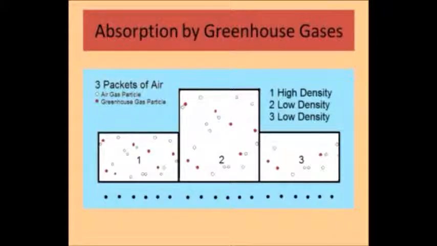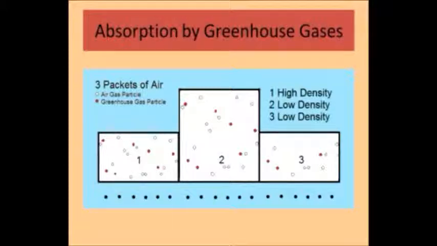Before we get too far though, we're going to look at photon absorption by greenhouse gas particles. I have 3 packets of air with differing combinations of density and volume. Packet 1 has a high density of particles, whereas 2 and 3 have a low density. Packets 1 and 2 contain the same number of particles, whereas 3 has half the number.